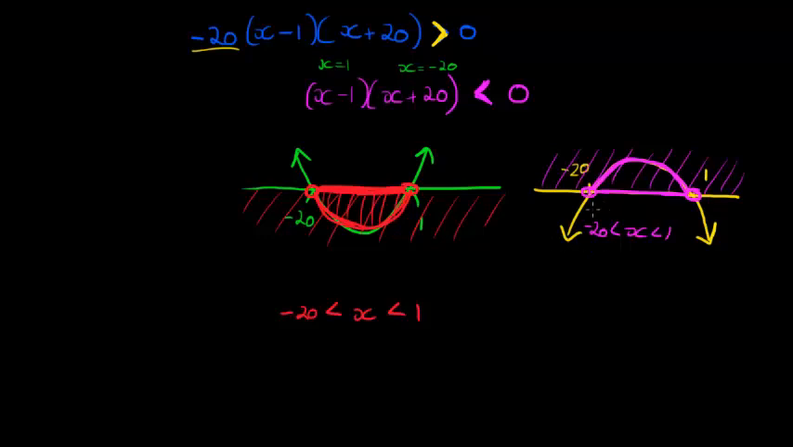Now, maybe you didn't see, maybe you just forgot you can divide away the negative 20 and then change the signs. You could have just drawn a negative parabola. You still had the roots, okay? So that would have been just as simple.